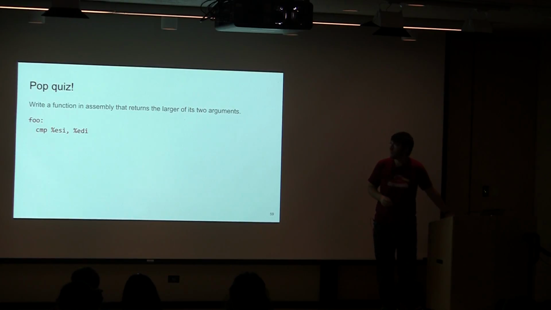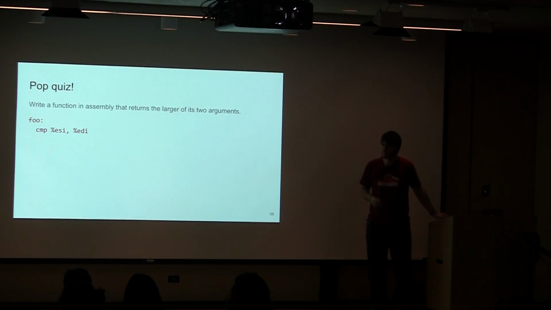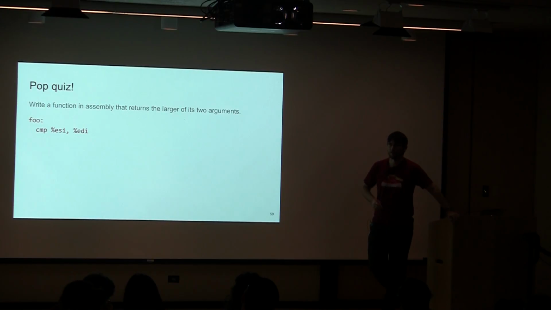A little bit harder. Suppose we want to write a function that returns the larger of its 2 arguments. So again, start off, the 2 arguments will be in ESI and EDI, right? But now we need a conditional of some sort, like an if statement. So we can compare the 2 arguments first.